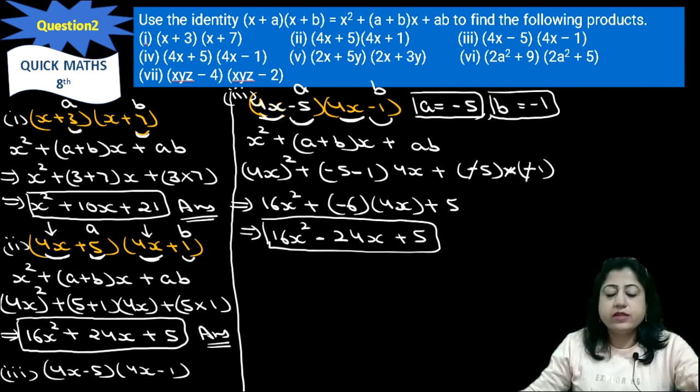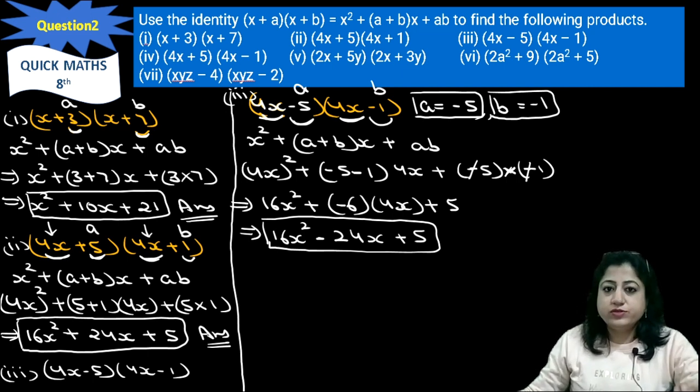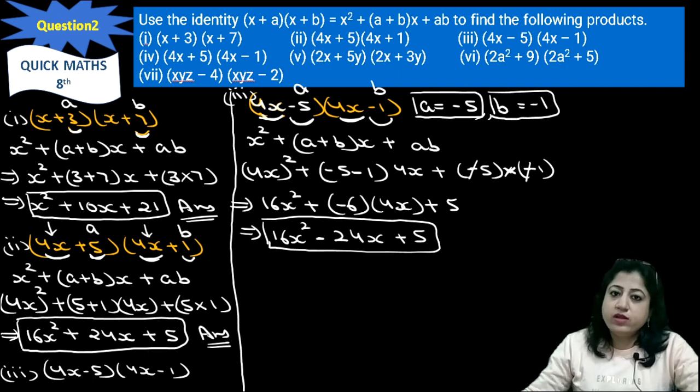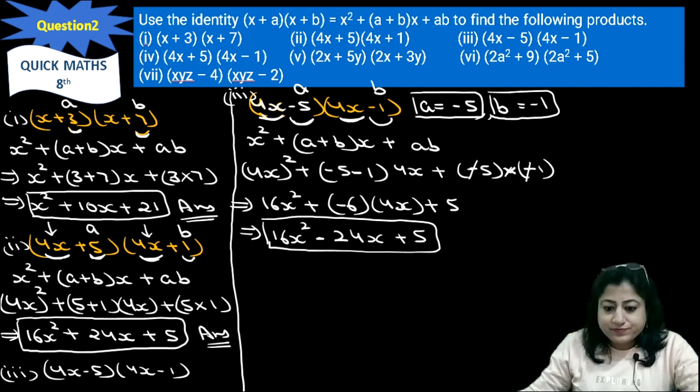So in this case, in the third part, all the parameters are same, just a and b become negative, because here 4x minus 5, 4x minus 1. So you will place the negative sign in a and b. Where we were using positive, here we will use the negative sign. Now, come to the next part, fourth one.